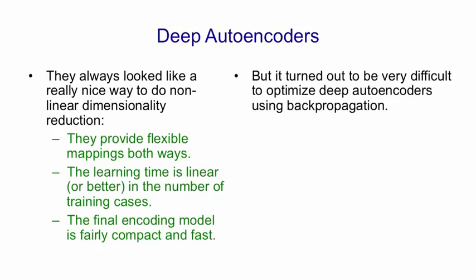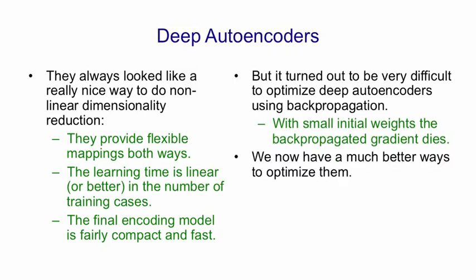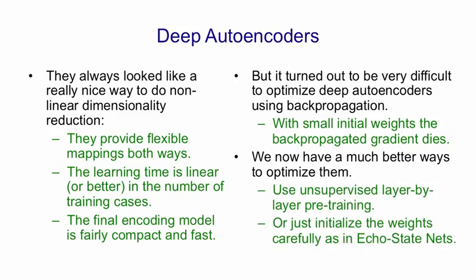Unfortunately, it was very difficult to optimize deep autoencoders using backpropagation. Typically, people tried small initial weights, and then the backpropagated gradient died, so for deep networks, they never got off the ground. But now we have much better ways to optimize them. We can use unsupervised layer-by-layer pre-training, or we can simply initialize the weights sensibly, as in echo state networks.